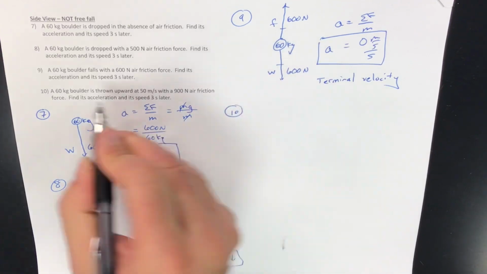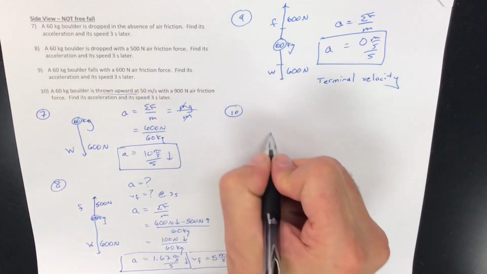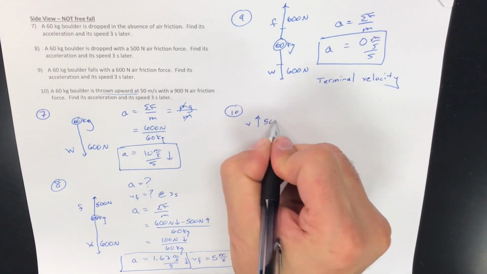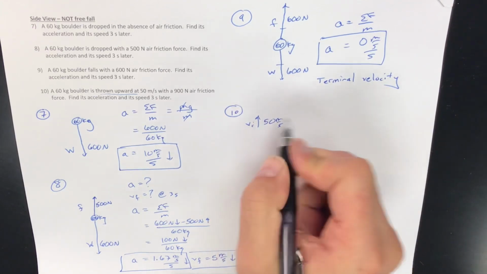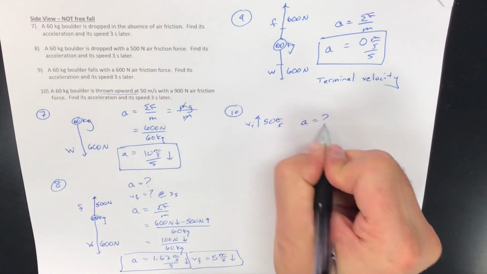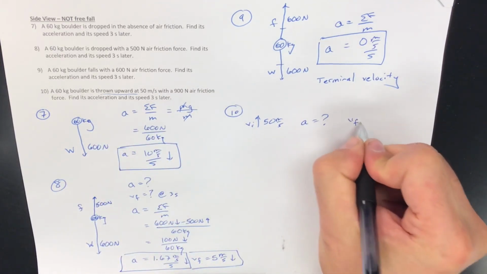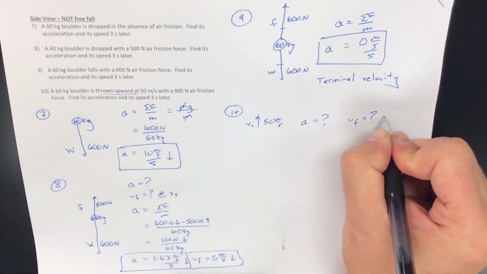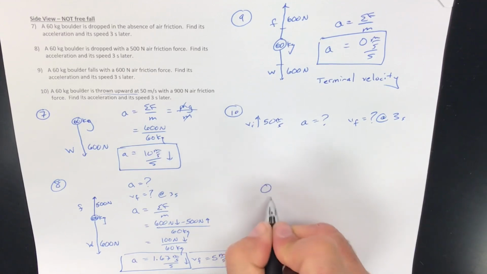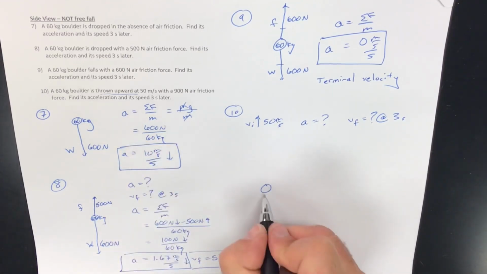And then number 10, this one is thrown upward. So 60 kilogram boulder, initial velocity is 50 meters per second upward. 900 Newton air friction, acceleration, and speed, final velocity at 3 seconds. Free body diagram again. Always start with the free body diagram after you have read that carefully.